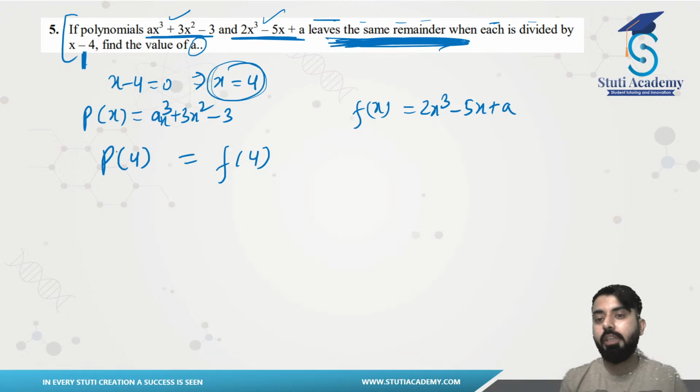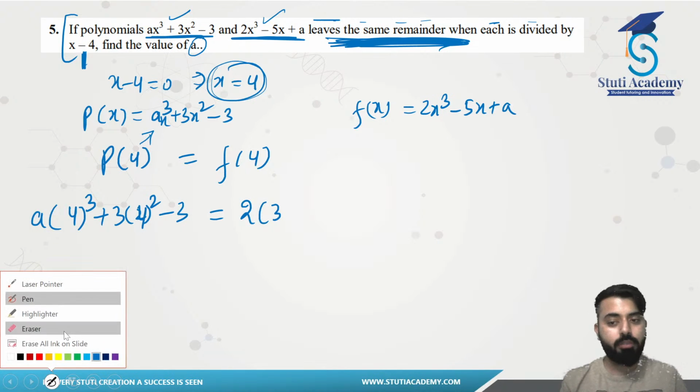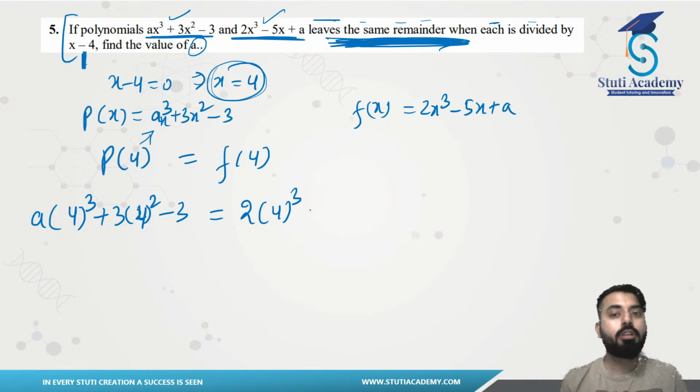That is what exactly is written here, that they leave the same remainder. So whatever we get after putting the value 4 here, that means using the remainder theorem on our p of x, our first polynomial, it will give me the same value as our second one. So p of 4 is equal to f of 4. If I put it here, I have a into cube of 4 plus 3 into square of 4 minus 3 equals to 2 into cube of 4 minus 5 into 4 plus a.